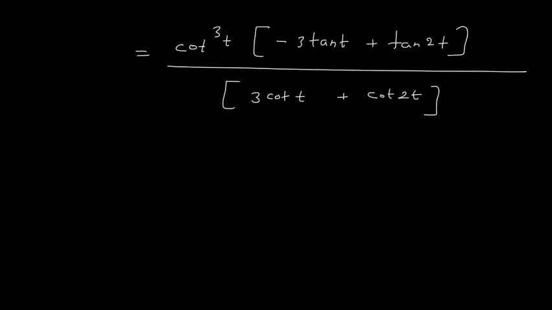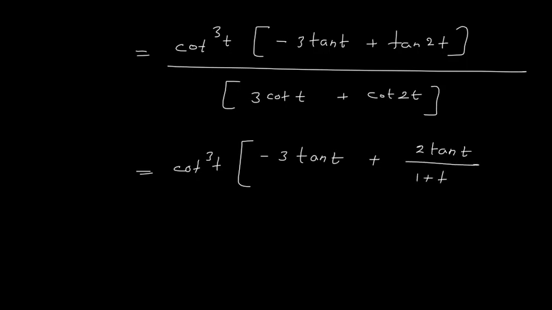Now we can open this bracket, use the formula of tan 2t and the formula of cot 2t, and see what simplified result we get. Before opening the bracket, this is cot cube t, and inside I will write minus 3 tan t, and for tan 2t the formula is 2 tan t upon 1 plus tan square t.